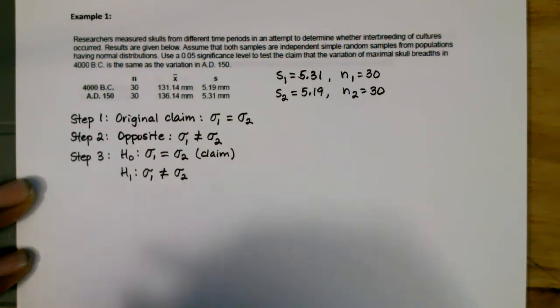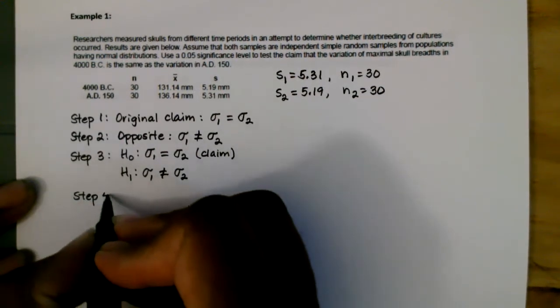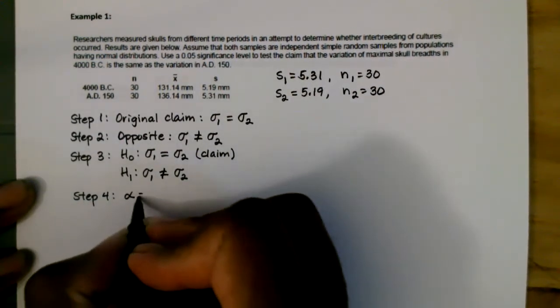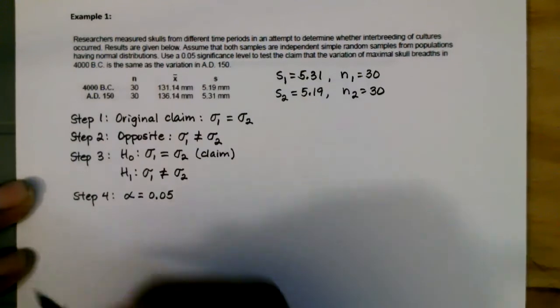All right. Now, step number 4 is the level of significance. The alpha level in this case is 0.05. That's given to us in the problem.